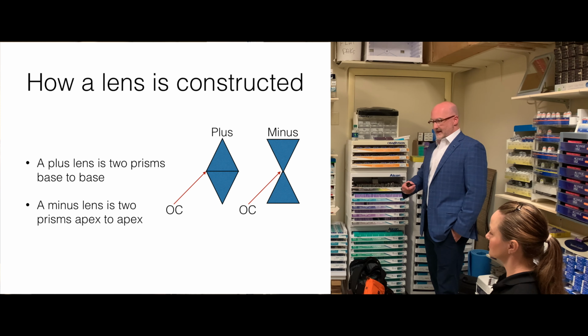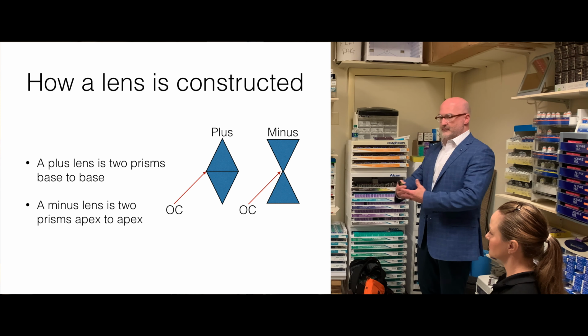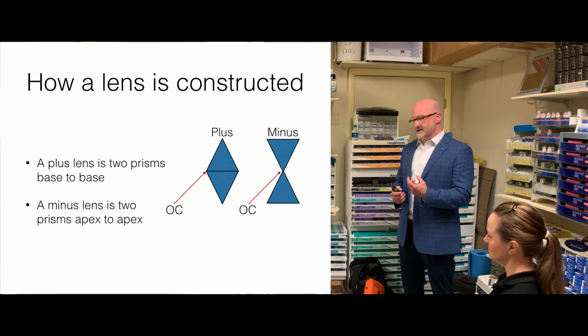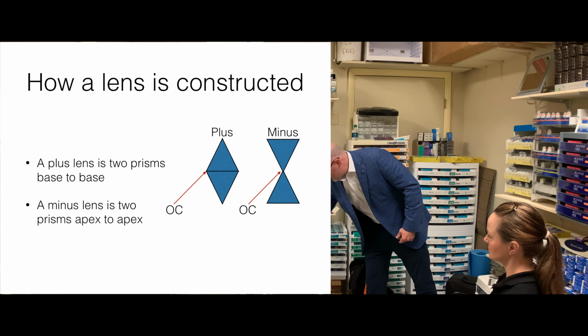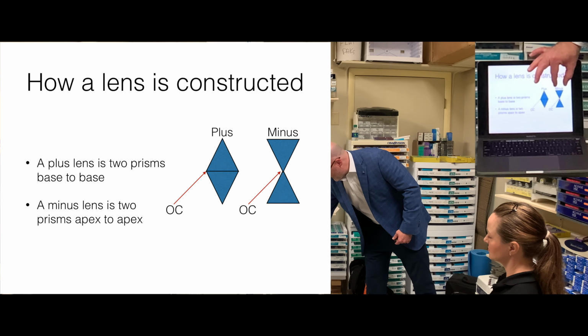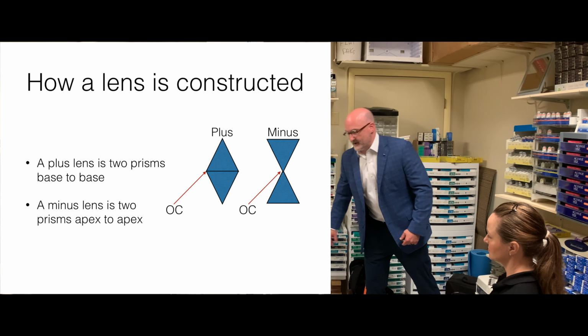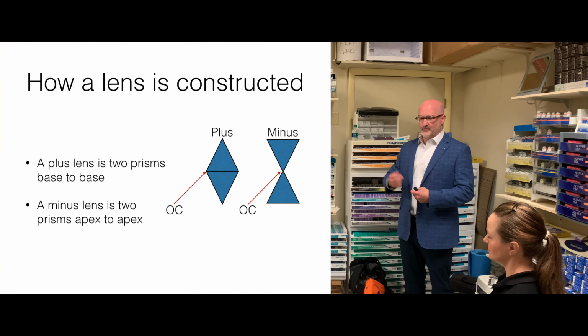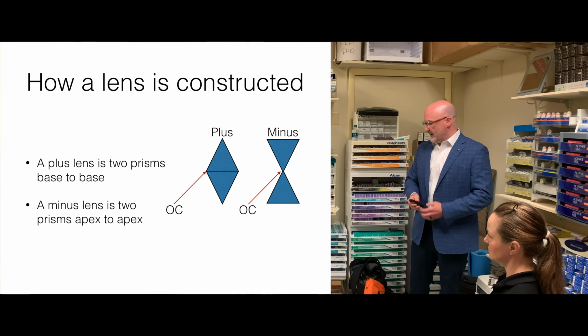So again, how is a lens constructed? We've got two prisms. A plus lens is base to base. A minus lens is apex to apex. So think about a plus lens. A plus lens is thick in the center, thin on the edges. And a minus lens is thick on the edge and thin in the center. If you're not familiar with lenses, you have stock lenses here, right? So pull some stock lenses. You can feel how thick it is in the center for a plus, and you can feel how thin it is for the minus.